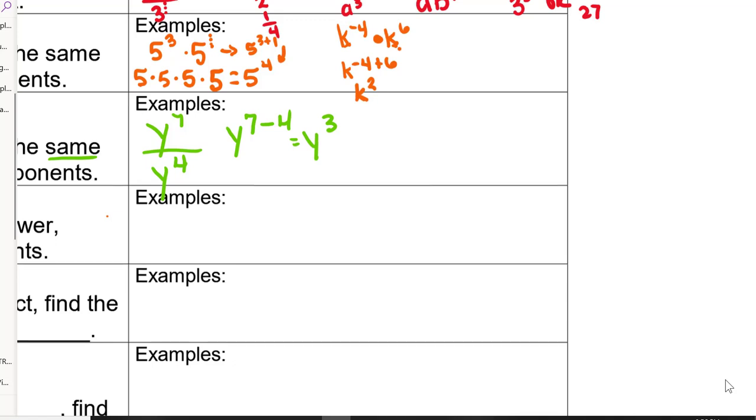What if we had m to the negative third divided by m to the negative fifth? Well, according to our rule here, our shortcut rule, we would do the negative third minus negative fifth, and then we use our integer rules, and we'll actually end up with m to the second there.